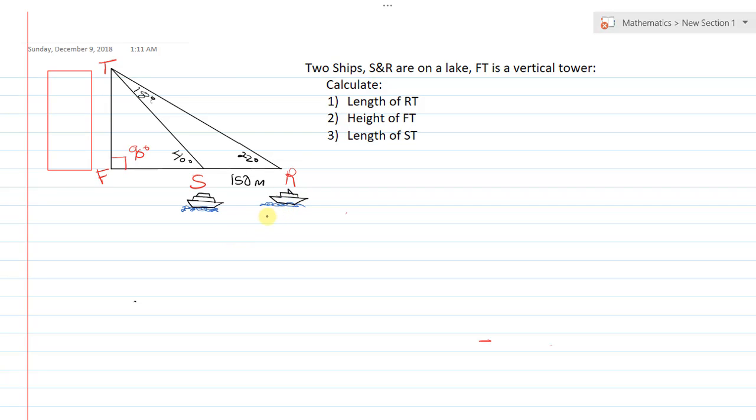Alright, so this question is saying that we have two ships, S and R, on a lake, and FT is a vertical tower. Right? So we have FT here as a vertical tower, and the two ships on a lake. They want us to find the length RT from here to here, the height of the tower, and the length of ST.